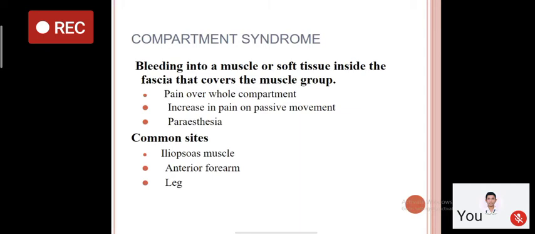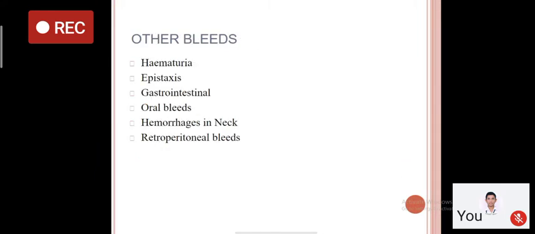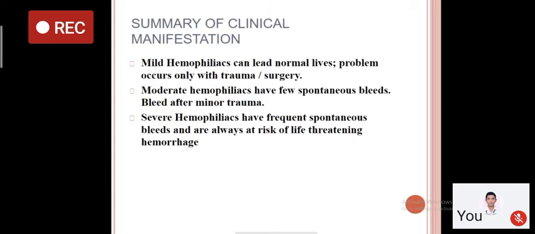Compartment syndrome is again an important condition related to acute bleeding in a muscle space, and it can be a life-threatening or limb-threatening situation, and it has to be treated as an emergency. Common sites for compartment syndrome are the iliopsoas muscles, anterior forearm, and the leg. Other types of bleeds could be hematuria, epistaxis, gastrointestinal bleeds, oral bleeds, hemorrhages in the neck, or retroperitoneal bleeds. So, just to summarize how these manifestations occur, the mild hemophilics might lead normal lives and the problem occurs only when there is major trauma or surgery.